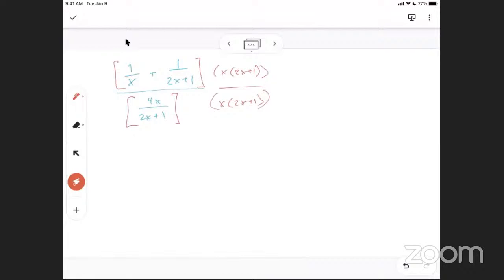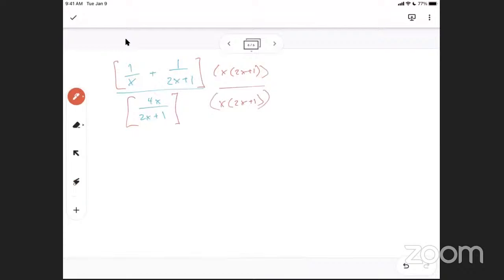So my least common denominator is just 2x plus 1 and x. So I'm multiplying by x and by 2x plus 1. Wait, so what about the 4x? You're going to see. I'm doing the denominator, just the denominator. Is this in the denominator? No, that's a numerator. Okay. Now, why am I doing this?